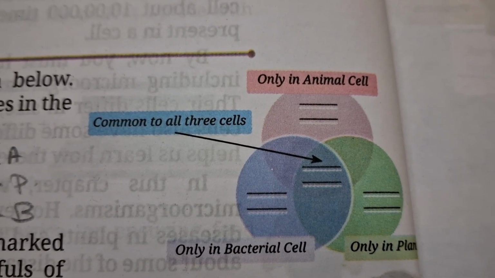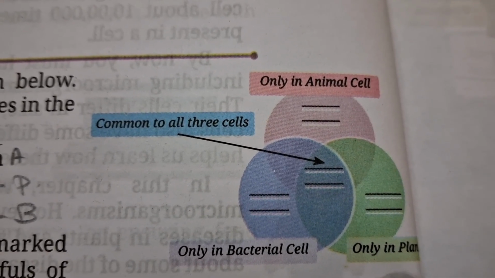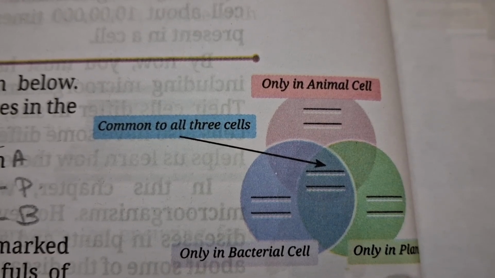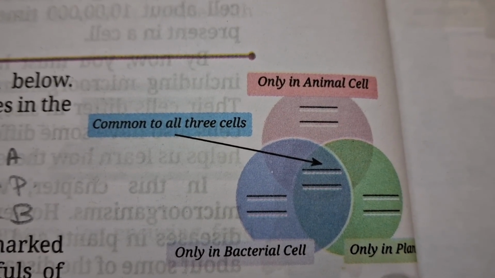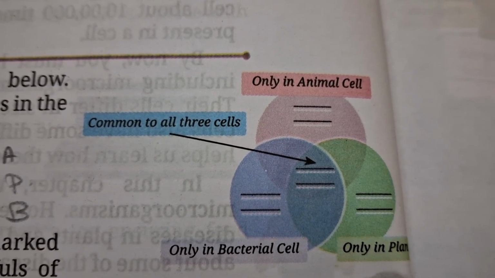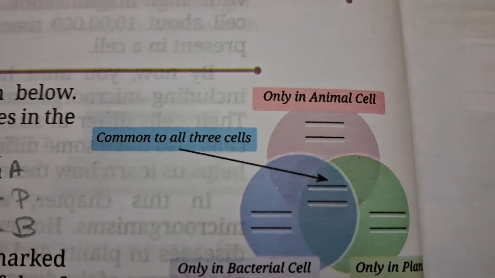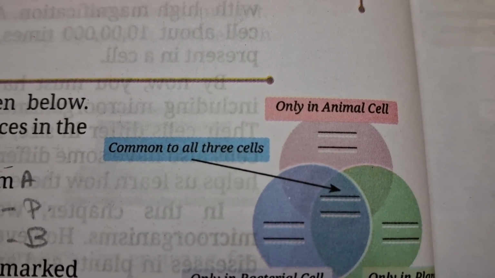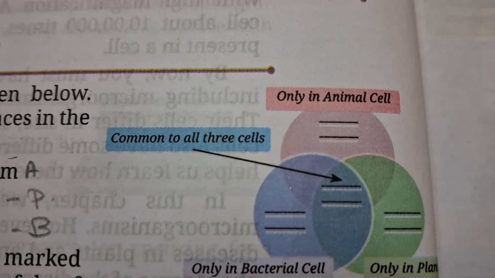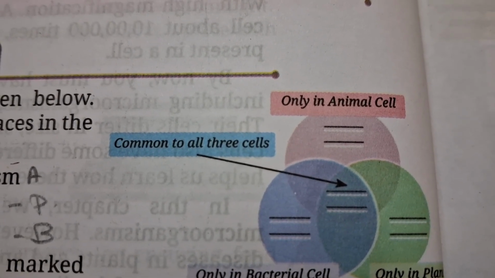Only in the bacterial cell you find the genetic material, that is, a nucleus without a nuclear membrane. In the animal cell and plant cell we find the chloroplast and cell wall. In the case of the animal cell, centrioles and lysosomes, these two are present only in the animal cell.